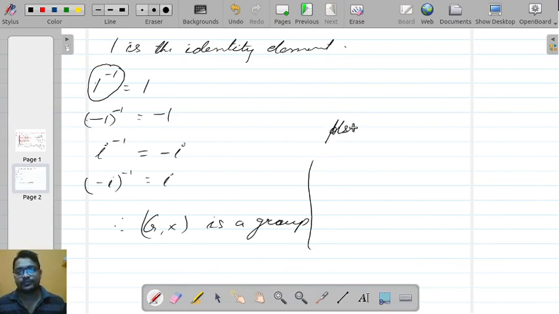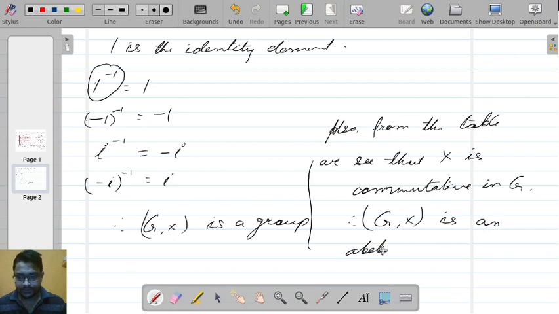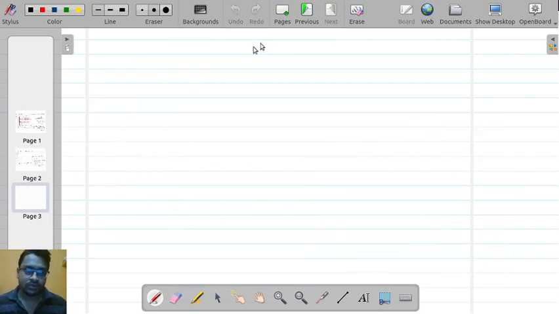Also, from the table we see that cross is commutative in G. So not only is G cross a group, G cross is actually an abelian group. Okay, it's an abelian group. So this is one exercise. These are quite simple.